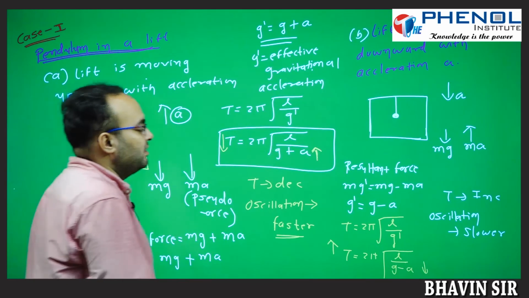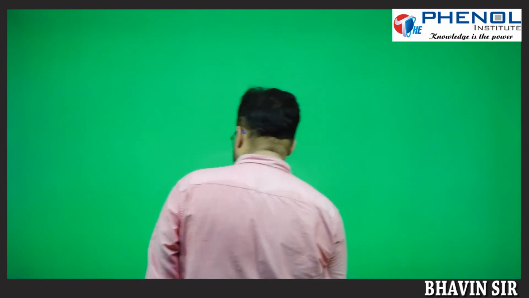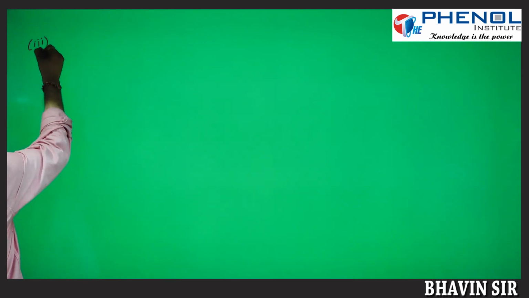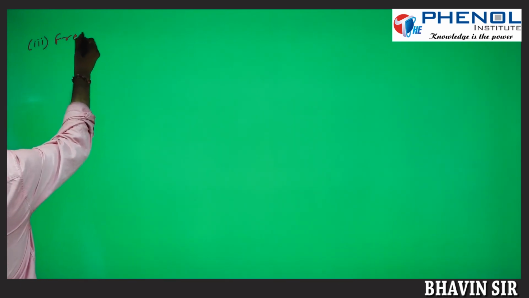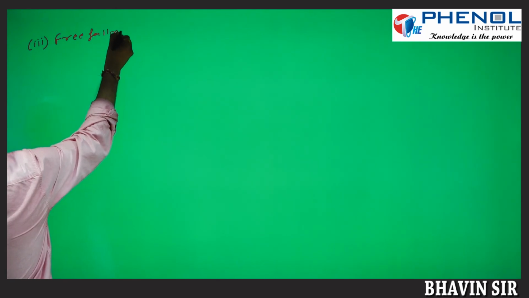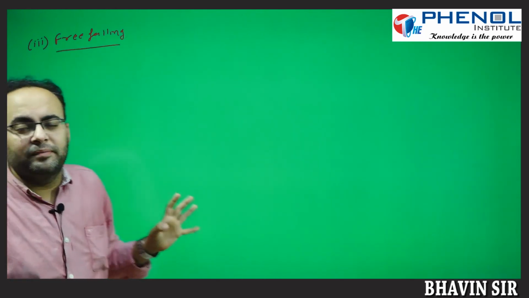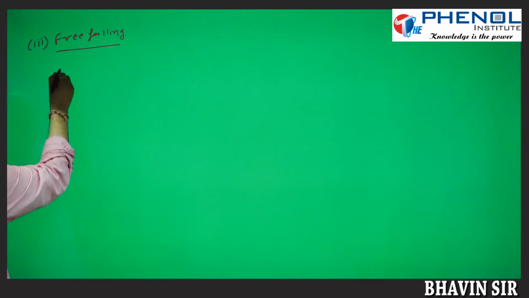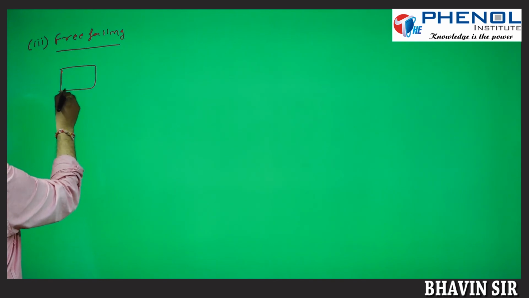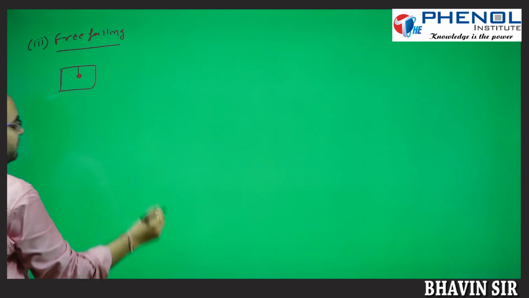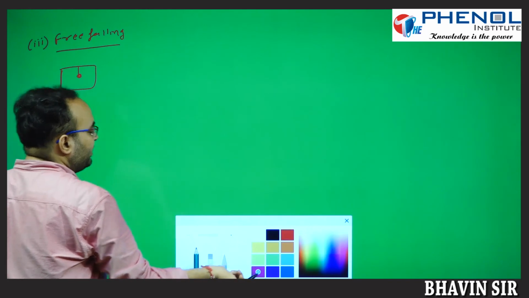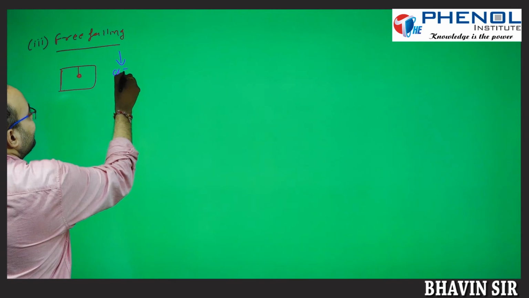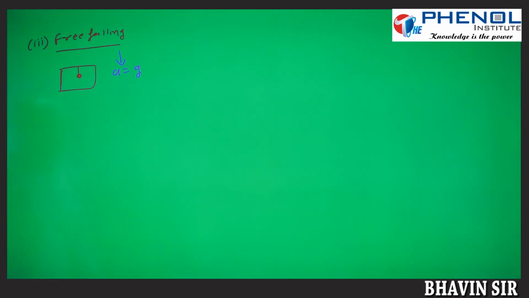Chalo, now third case. Suppose the cable of the system in a lift breaks, students, then what happens to the lift? Free falling. So the lift will come downward. With what acceleration will it come down? g.